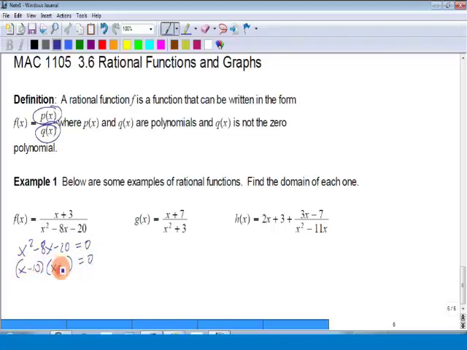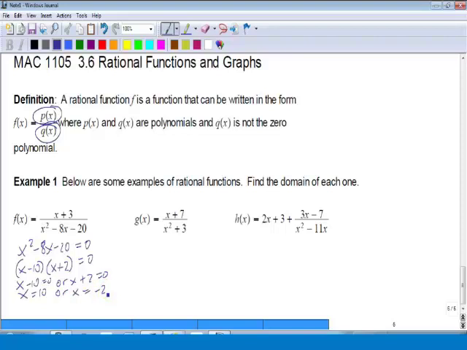x minus 10 times x plus 2. I think we'll get that one done. If you were to FOIL that, you'd get negative 8x in the middle, negative 20 on the end, and x squared in front. So I think that's the factored form. What numbers make that 0? I'm thinking 10. I'm thinking negative 2. So these are the bad values of x, a couple of them.